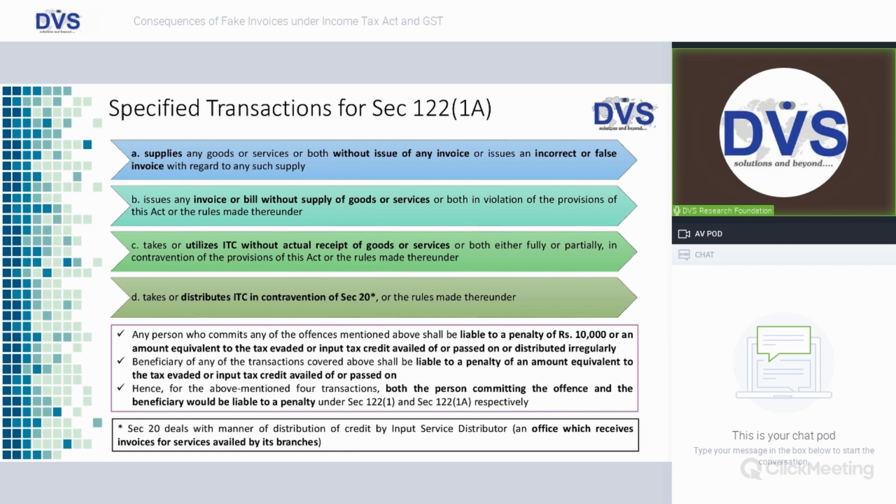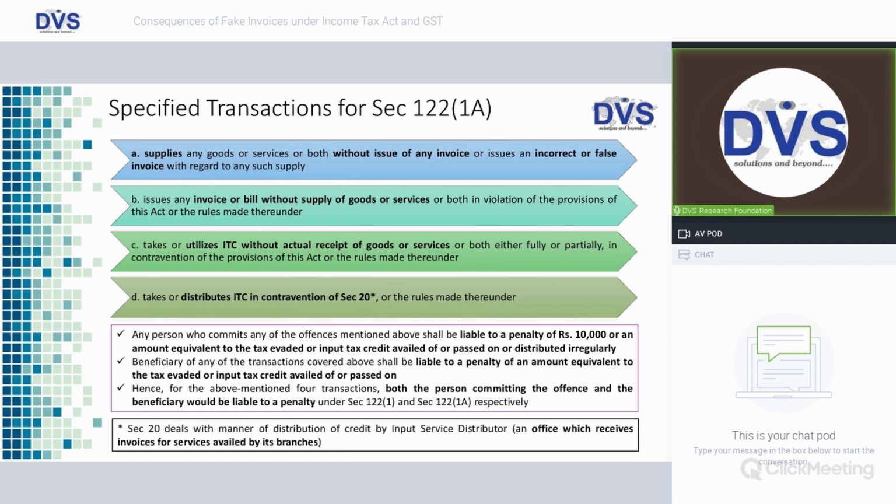Only with regard to specified transactions under section 122(1)(a), the beneficiary of a transaction would be levied a penalty. These are: (a) supplies any goods or services or both without any issue of invoices, or issues incorrect or false invoices; (b) issues any invoice or bill without supply of goods. So either supply has happened but there is no invoice, or there is an invoice but there is no supply; (c) takes or utilizes ITC without actual receipt of goods or services; or (d) takes or distributes ITC in contravention of section 120. Section 120 deals with the manner of distribution of credit by an input service distributor, that is, an office which receives invoices for services availed by its branches.